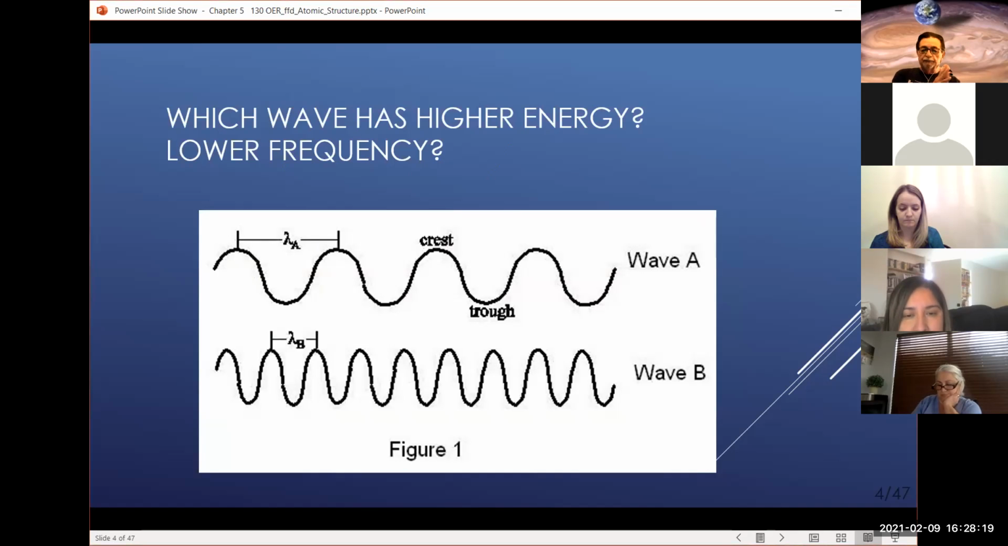If you ever get a graph that says, which wave has high energy, which has a lower energy, you can see that the short wavelength here, lambda b, would be high energy. And that implies that A has the low frequency. So by being able to look at a graph, you can determine which has higher energy and which has lower frequency.